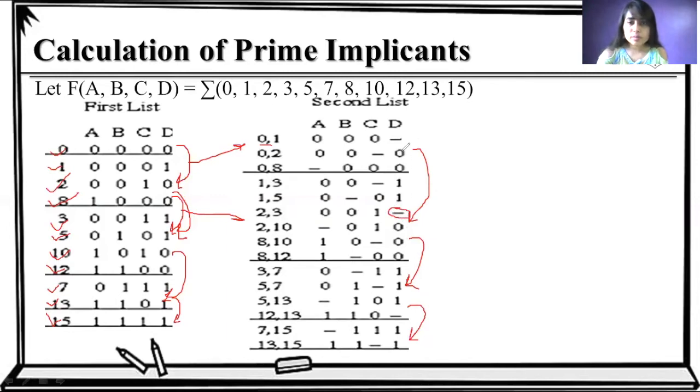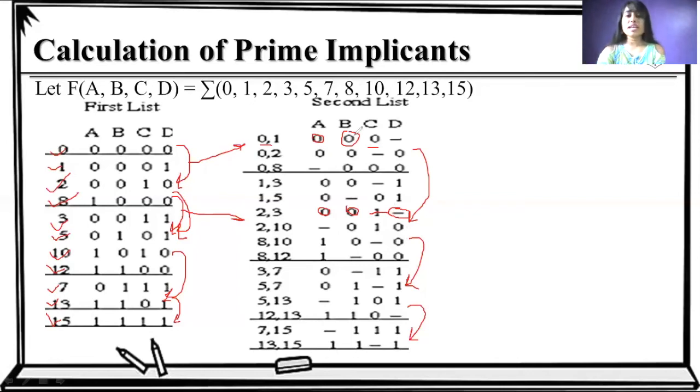So here 1 bit comparison is done. First, this dash and dash match. Then here we have to mark bits which are the same. So here this and this bits are same. Then here this and these bits are same, and 1 bit is different. So we can combine this 0, 1, 2, 3 into one term because we have 2 bits same, 1 bit difference, and dash match.